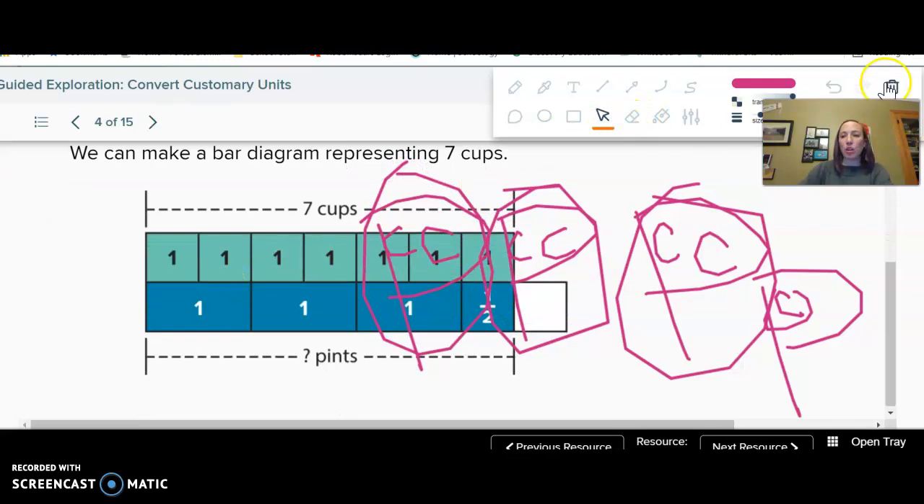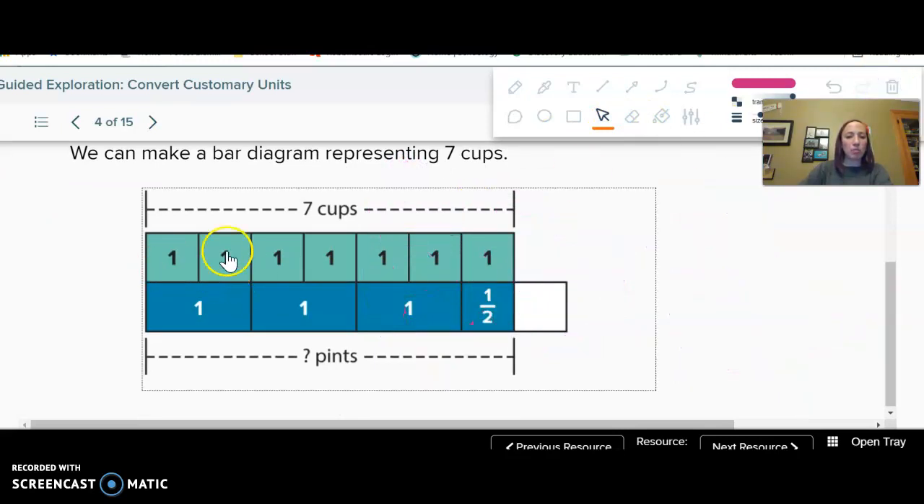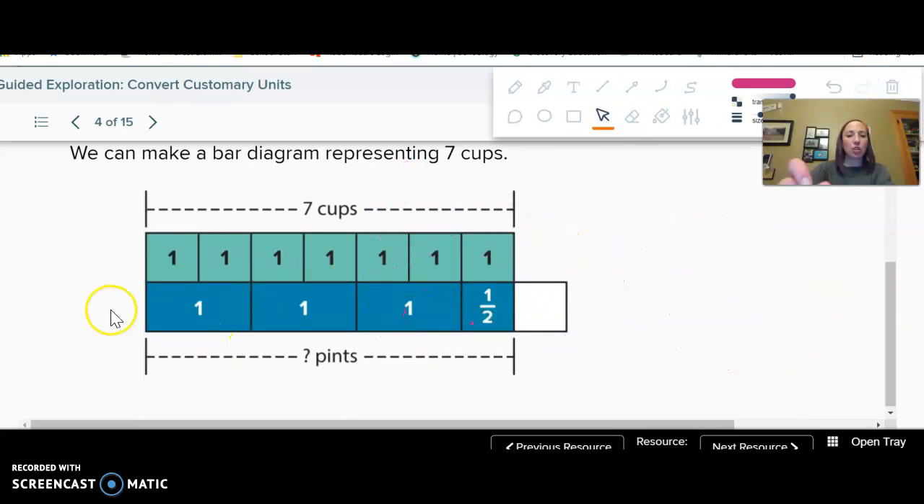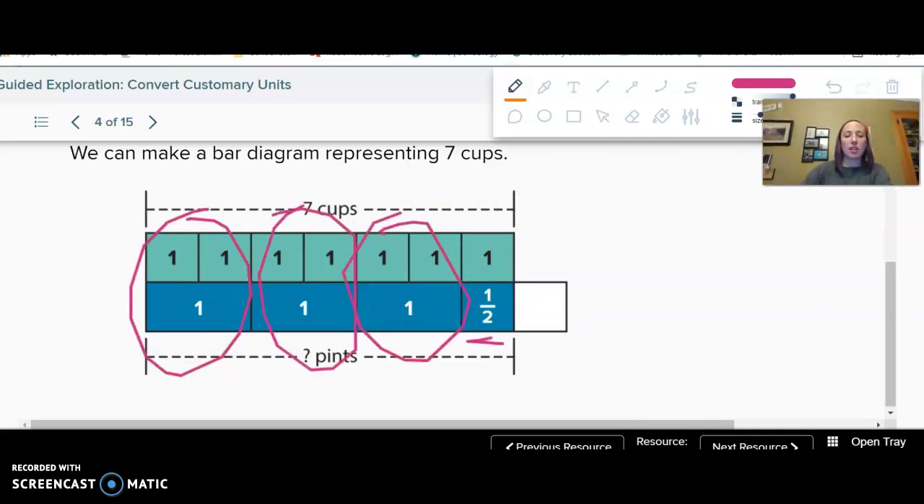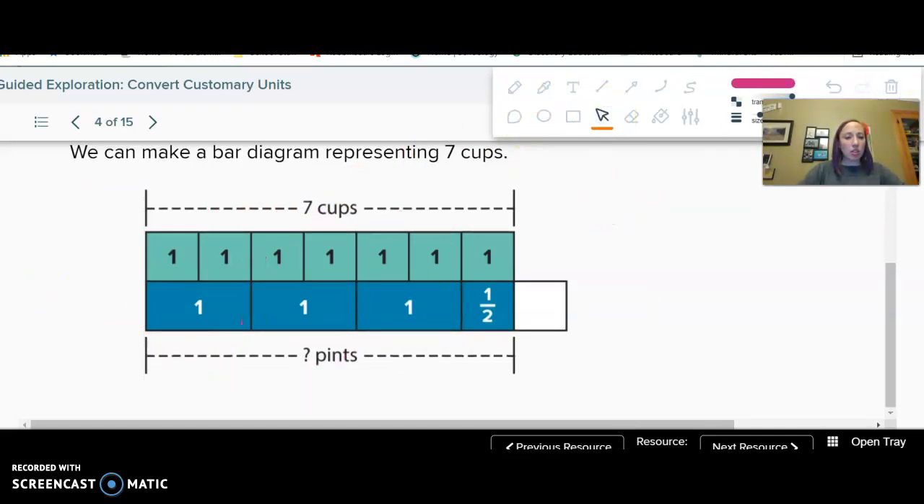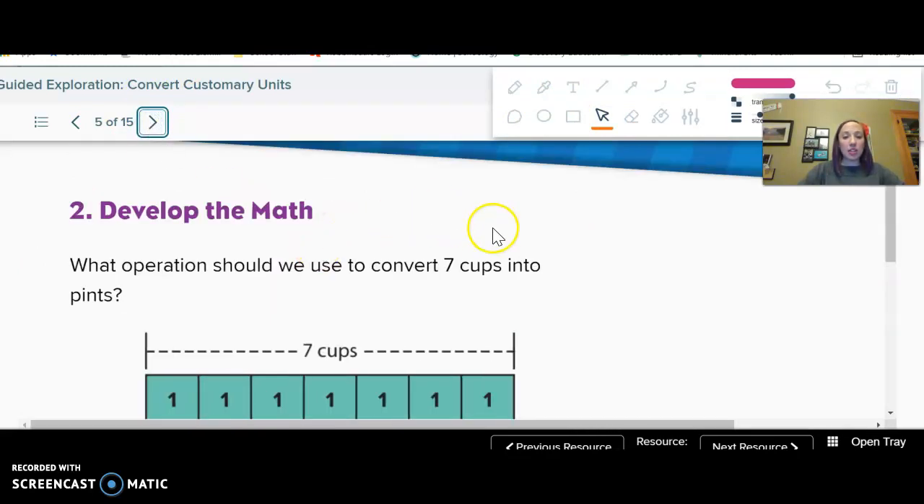Here they show you a bar diagram. So there's the 7 cups. They just split it into groups like this. So 1, 2, 3, and then that extra half a pint. Another way to think about it is just dividing.